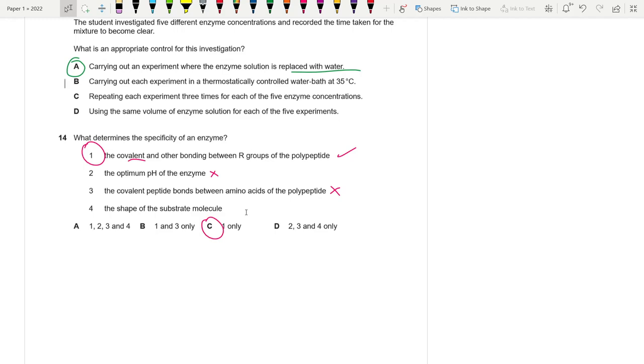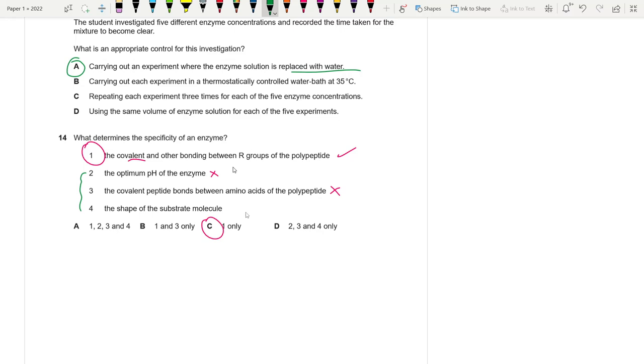So remember that specificity is mainly determined by the tertiary structure of the protein. That means the 4 types of bonding present between the R groups of the polypeptide. So 14 is mainly 1. These things, okay, optimum pH, covalent bonds between, this is the primary structure. Primary structure doesn't determine specificity.